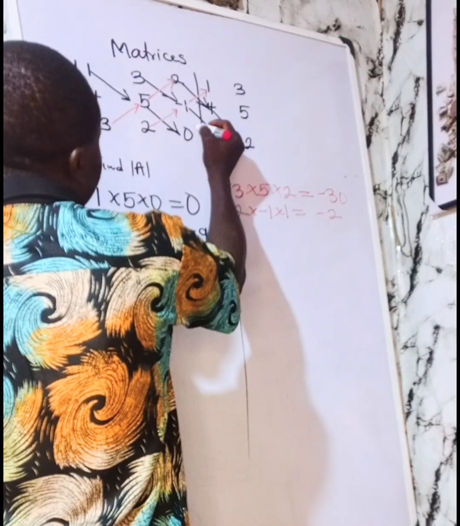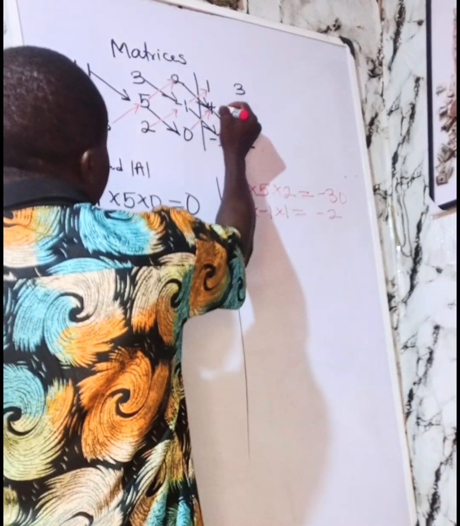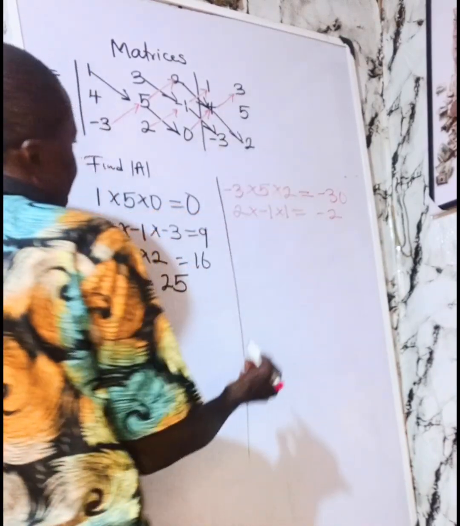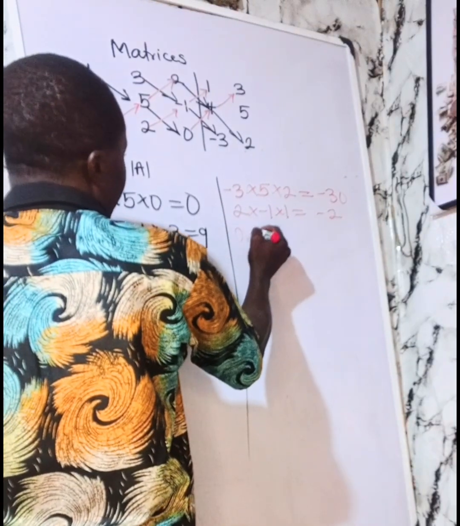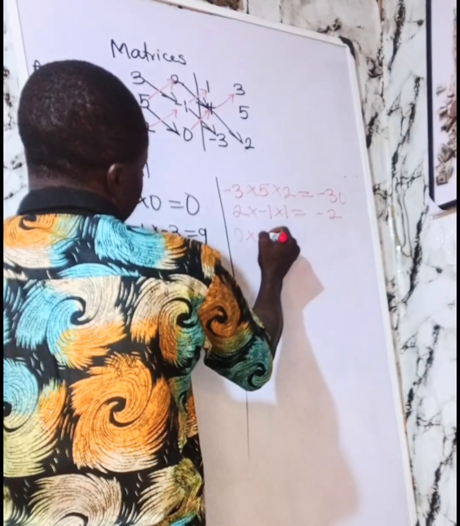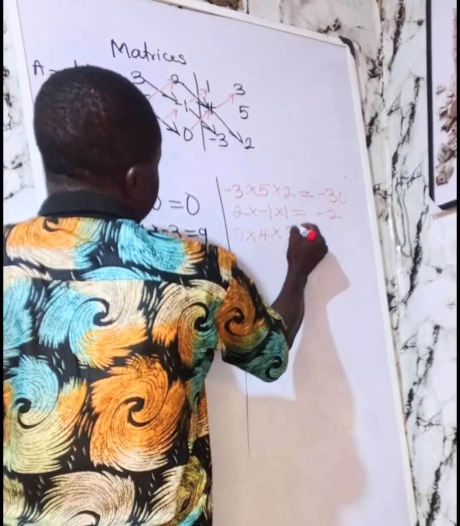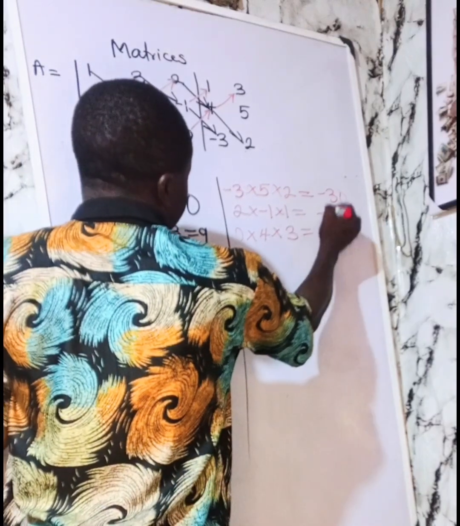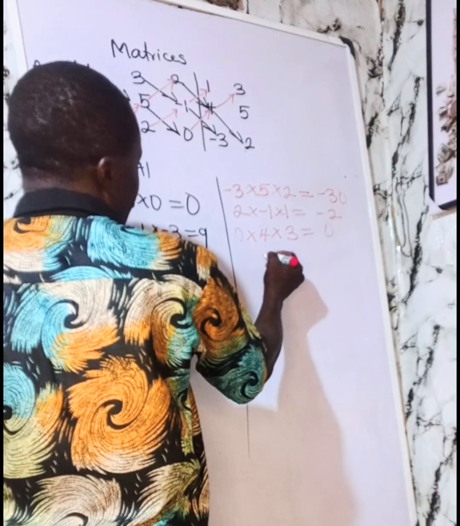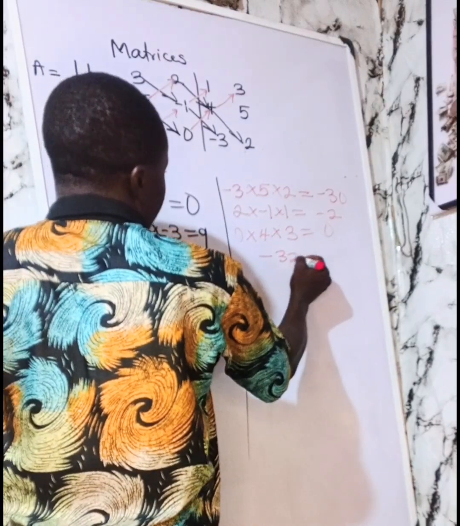And lastly, we are multiplying this 0 to 4 and 4 to 3. The last diagonal is going to be 0 times 4 multiplied by 3. Everything is equal to 0. When you sum them together, you get minus 32.